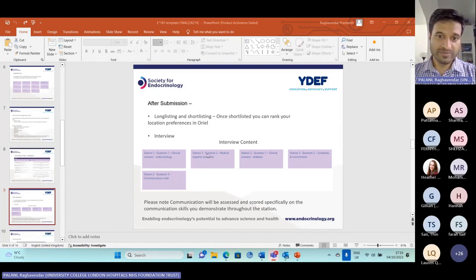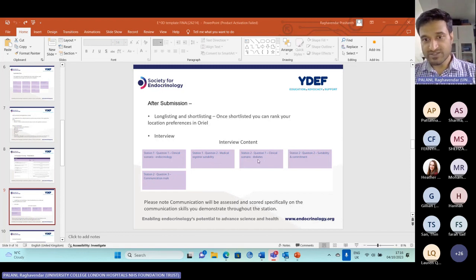For station 2, medical registrar suitability, you need to remember they would not ask you questions about acute medical emergencies, but rather non-medical questions like management skills, leadership skills, acute unselected take, things like that. And always when you're answering these questions, you need to come up with an example that you may have personally witnessed or experienced. Whenever you're answering these questions, you have to give an example. Like you say, this has actually happened to me and this is what I did, and that is why I feel that I have good leadership skills, etc.